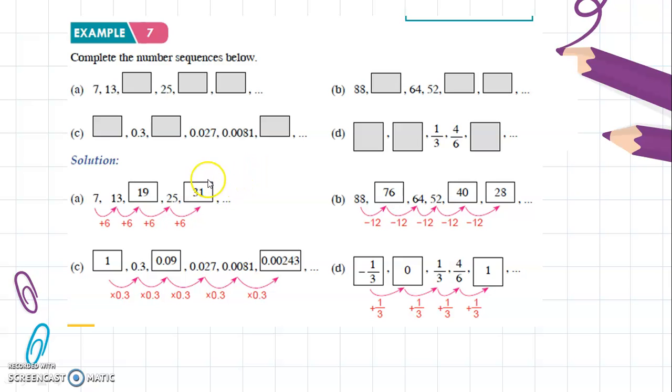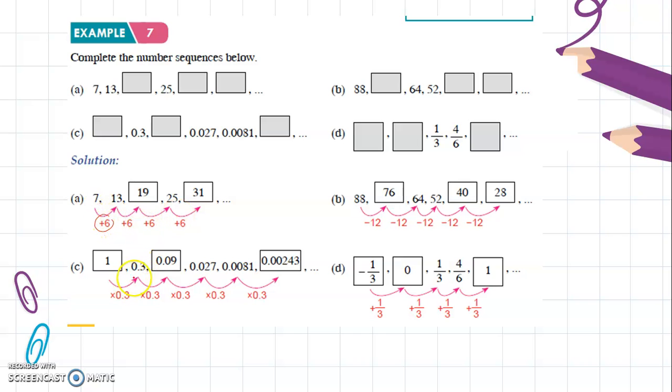Okay, now we look at example 7. Complete the number sequence below. If you want to complete the given number sequence, you have to identify the patterns involved. For example, if you look at the given solution here, the pattern involved is add 6. 7, you add 6, you get 13, and then to obtain the next number you add 6 and continue the number sequence, and you will get the answer for question A.